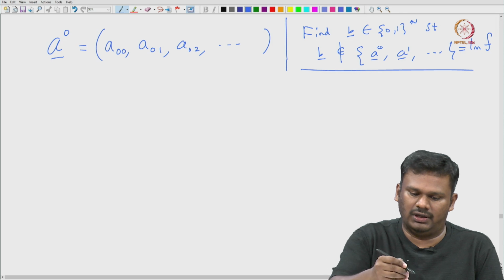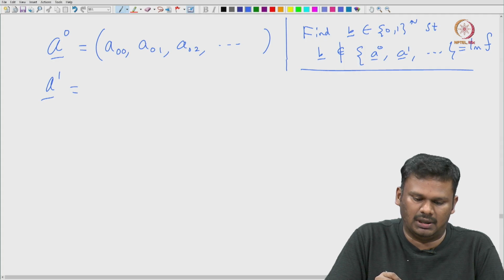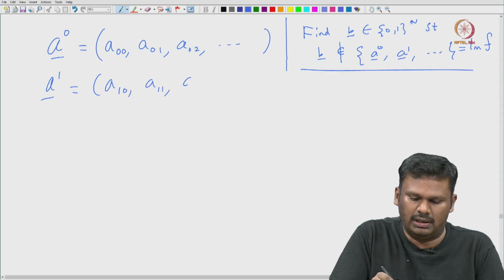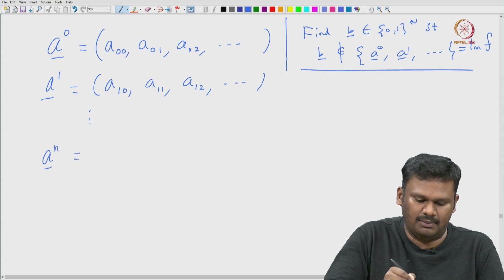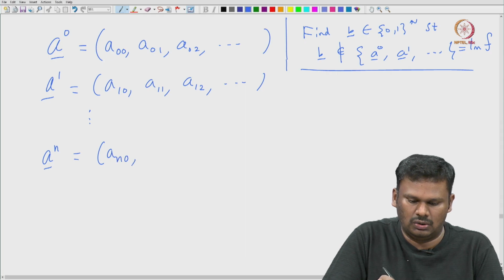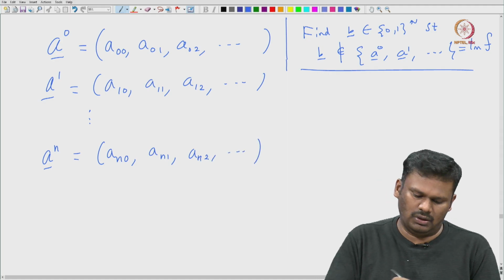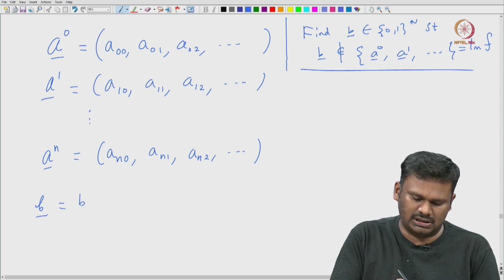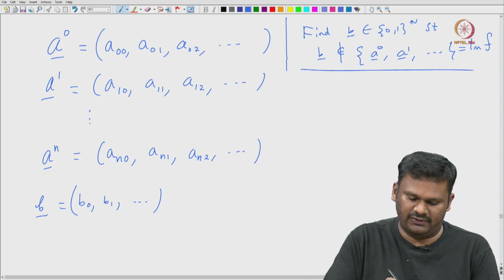For that we are going to list all the elements. Let us list it as follows. A naught bar is A naught naught, A naught 1, A naught 2, and then A1 bar is A1 naught, A1 1, A1 2 and so on. Likewise we are listing all the elements. So, A n bar will look like A n 0, A n 1, A n 2 and so on. Now how are we going to define this B bar, which is, let us say, B naught, B1, etc.? I need to just tell how B naught is defined.